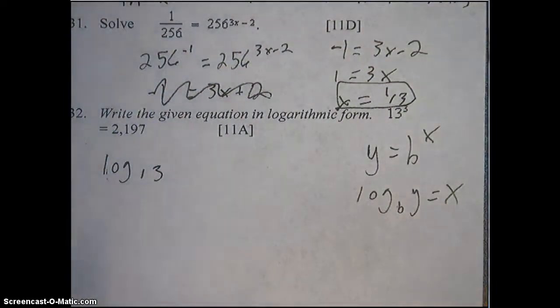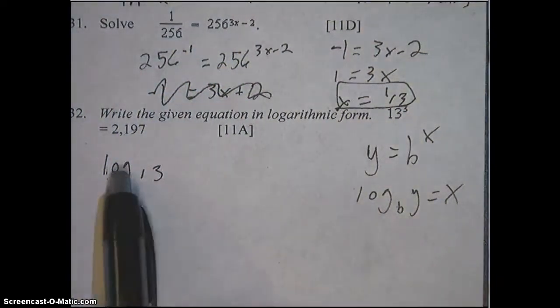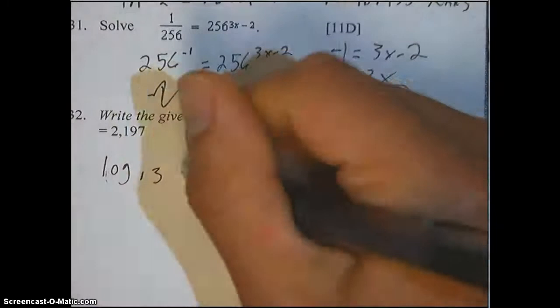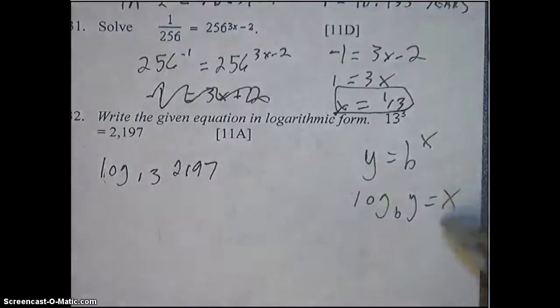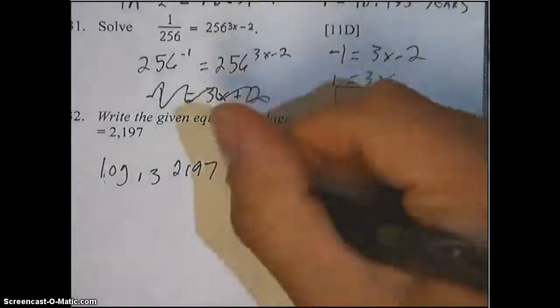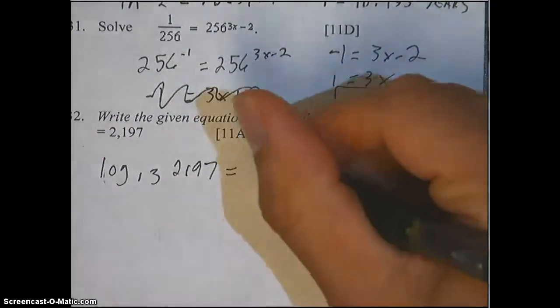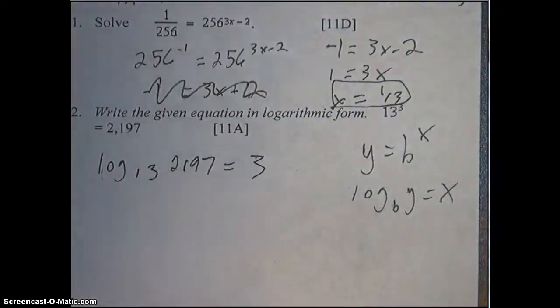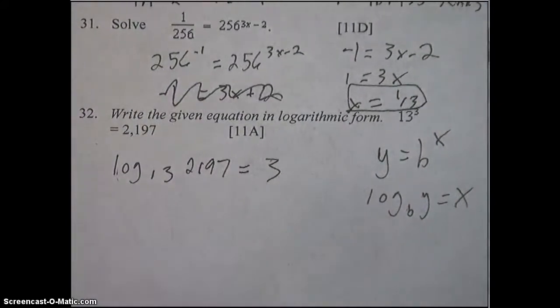And it's going to equal, or sorry, log base 13 of 2197. I'm just using these two equations here, and that equals what's left over. In this case, that's 3. So that's how you write it in logarithmic form on number 32 there. Let's talk about number 33.